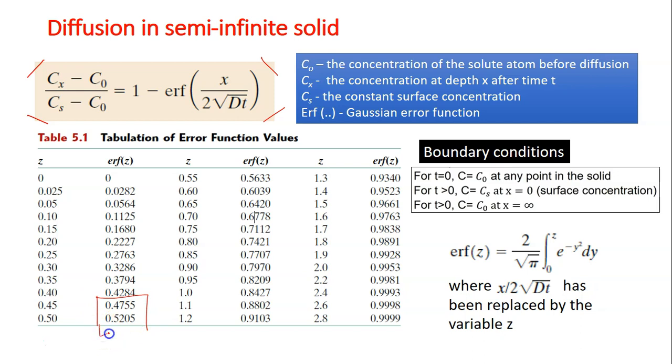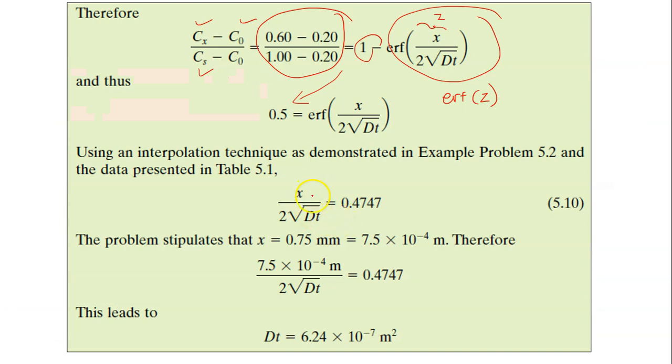It's around this one. Okay, so 0.5 is located somewhere here. So you need to do interpolation for you to be able to work out what is the value of Z in this case. So you want to know the value of Z here, for error function Z equals 0.5. So please interpolate this. You will get, this is Z.